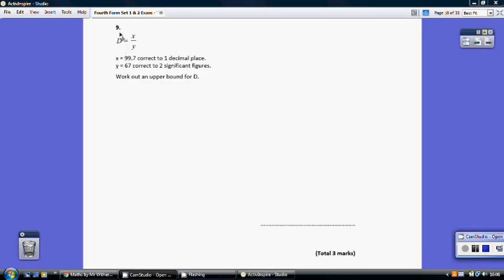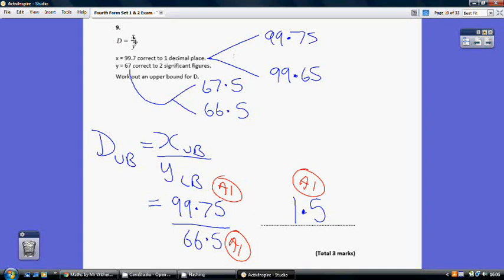Question 9. So D equals x over y. X and y are these when they've been rounded to 1 decimal place and 2 sig figs. Work out an upper bound for D. Now, if you're trying to work out an upper bound when you're dividing, you want the numerator, the top number, to be as big as possible. So that's going to be the upper bound for x. But you want the denominator, the y value, to be as small as possible. So that's going to be the lower bound for y. So we're going to do the upper bound for x divided by the lower bound for y.